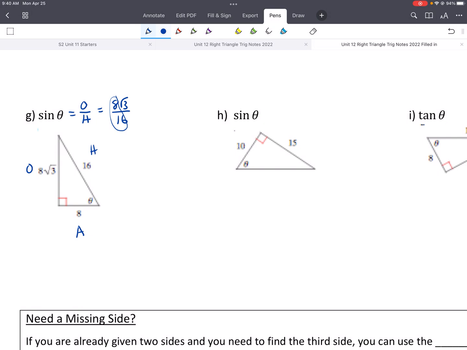We really won't be running into numbers that have roots, like the square root of 3, but just to give you a little taste of what's going to come next year. But we can simplify it. 8/16 is 1/2, so it's 1 square root of 3 over 2. Don't worry about it so much with that, okay?